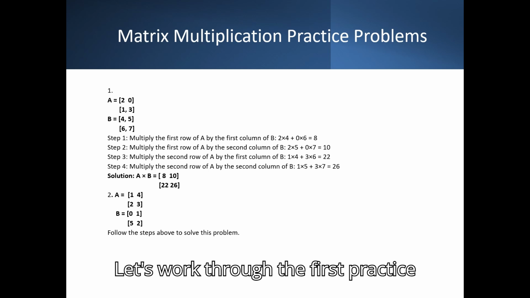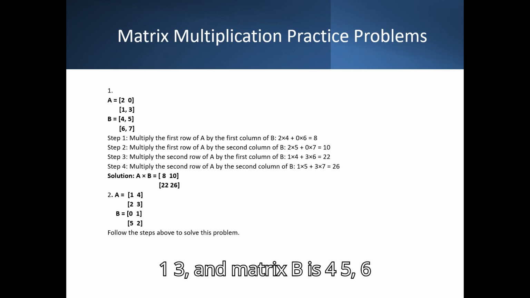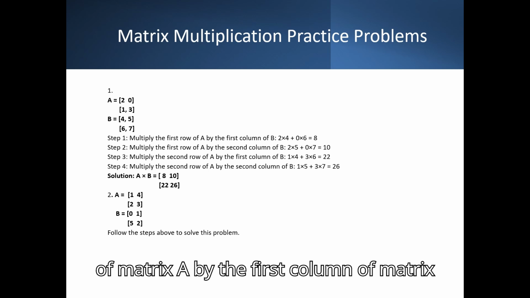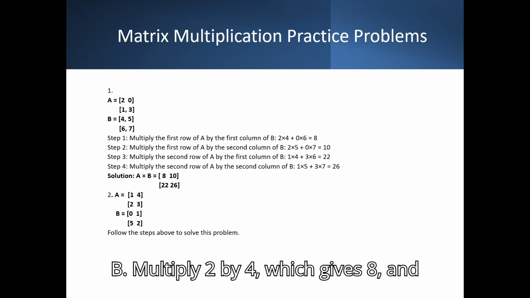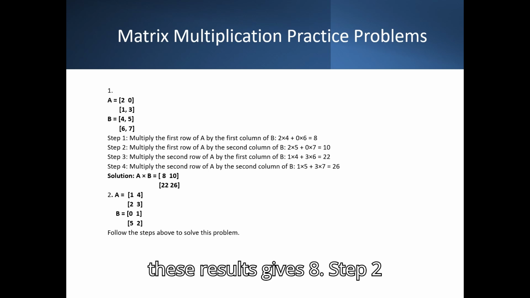Let's work through the first practice problem together. Matrix A is 2, 0, 1, 3, and matrix B is 4, 5, 6, 7. Step 1, multiply the first row of matrix A by the first column of matrix B. Multiply 2 by 4, which gives 8, and 0 by 6, which gives 0. Adding these results gives 8.